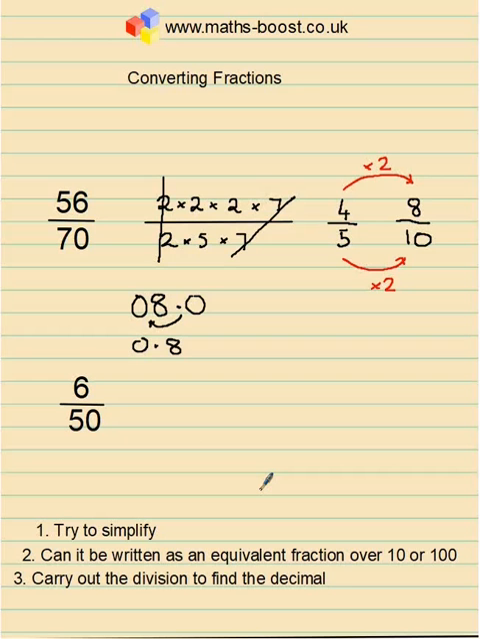So there we have it. The decimal equivalent of 56 over 70 is 0.8. Much easier by following these steps of first simplifying and then asking, can it be written as a fraction over 10 or 100? Now I've got my decimal.